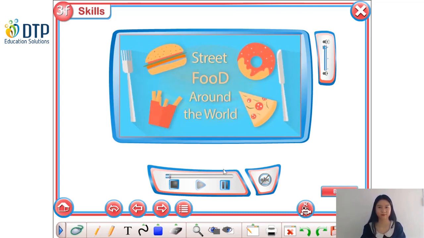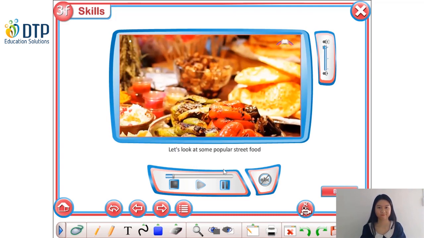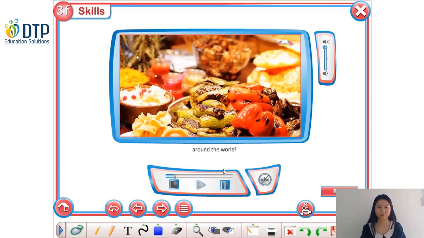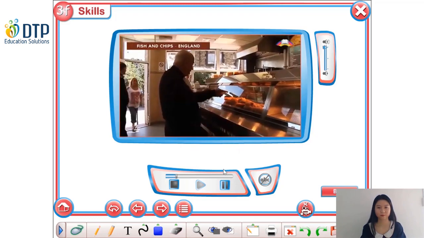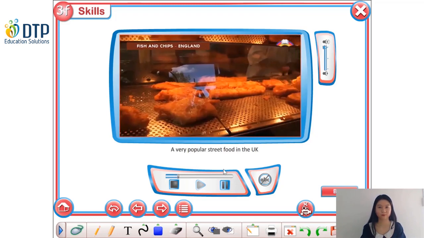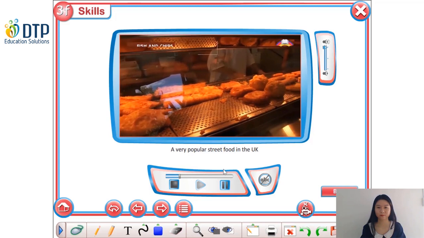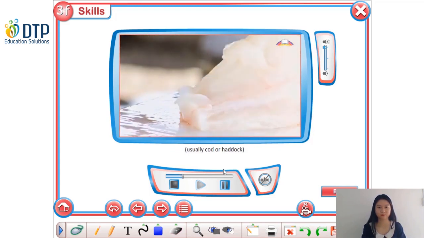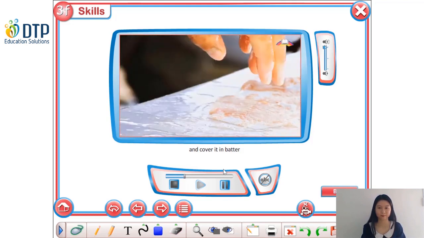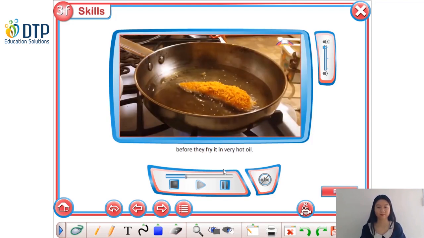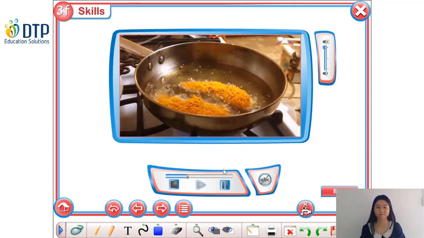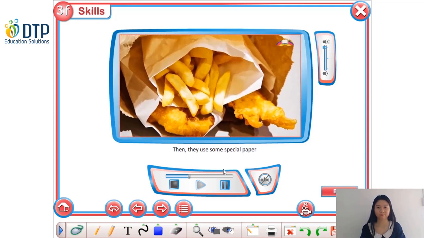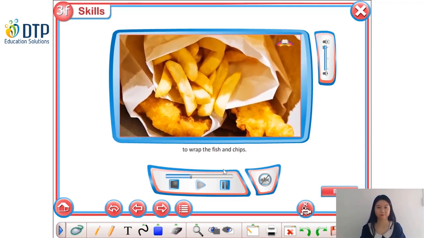Street food around the world. Let's look at some popular street food around the world. Fish and chips. A very popular street food in the UK is fish and chips. Vendors take the fish, usually cod or haddock, and cover it in batter before they fry it in very hot oil. Then, they use some special paper to wrap the fish and chips.